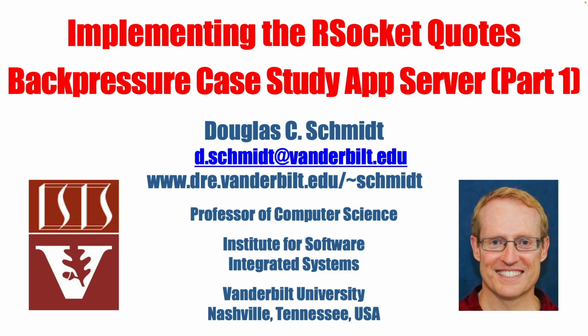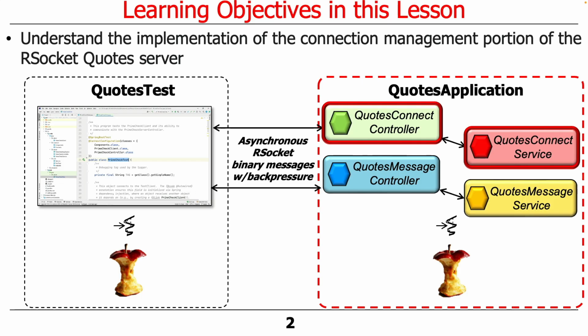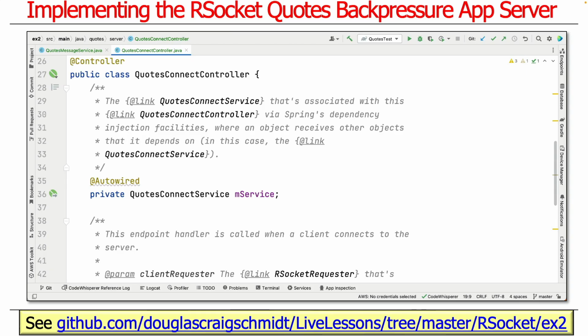So we're now going to walk through part one of the implementation of the Backpressure-aware RSocket Quote case study app on the server side. And we're going to focus particularly on the connection management portion. That's the part that's the Quotes Connect controller and the Quotes Connect service. And you can find this in the EX2 project in the RSocket folder in my live lessons GitHub repository.